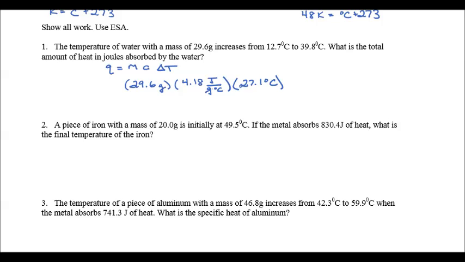Grams cancel, the degrees Celsius cancels, and we're left with joules. So on a calculator, when we do all the math, we get 3,353 joules, which is fine, but if we look in terms of sig figs, each of these numbers have 3 sig figs, so I'm going to have 3 sig figs. 3,350 joules. So we'll do the rest of the problems in class, and that will be it for today's lecture. So have a great night.